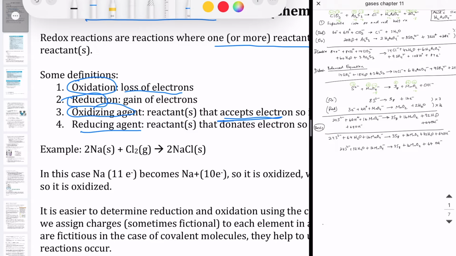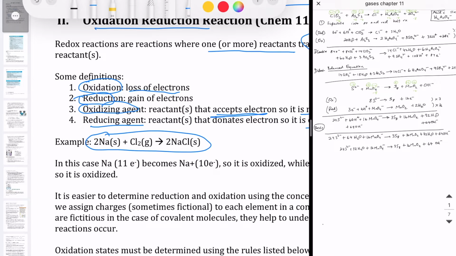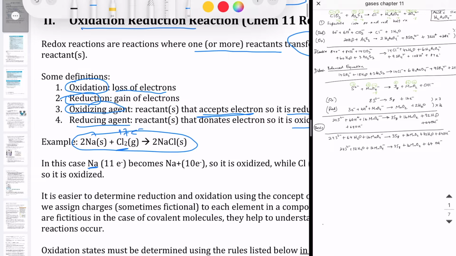If you look at a simple example of a redox reaction here, which is a reaction between sodium and chlorine gas to produce sodium chloride, if you look at the periodic table, you see that sodium has 11 electrons in the atom state. In chlorine gas, each chlorine atom has 17 electrons. And in the sodium chloride, the sodium, of course, is an ion, a cation with a +1 charge. That means it has lost one electron. So going from here to here, the sodium has been oxidized.